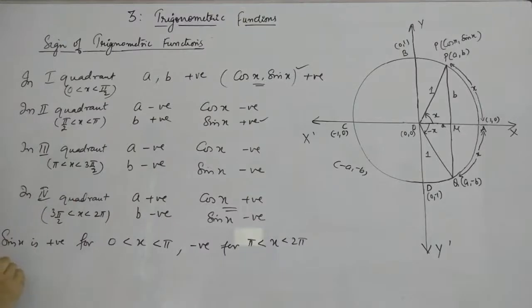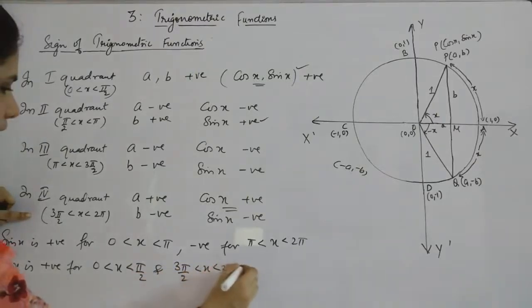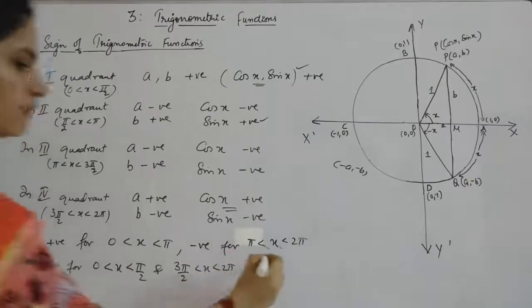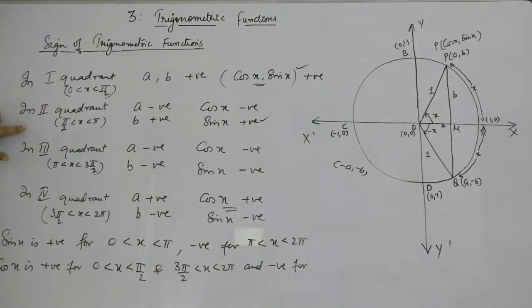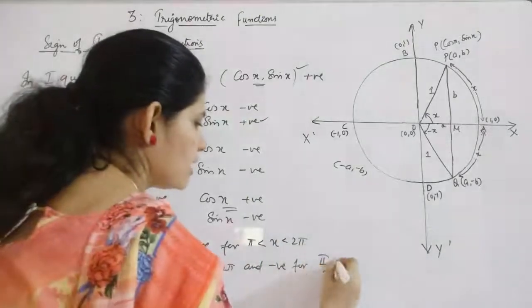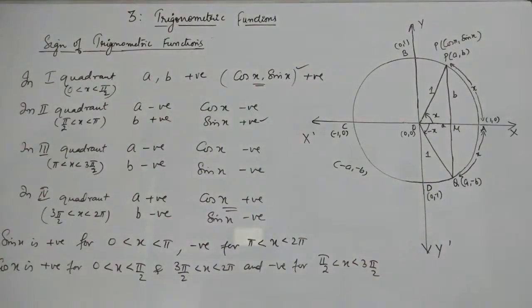So I can write cos x is positive for 0 less than x less than pi by 2, that is in the first quadrant, and 3 pi by 2 less than x less than 2 pi, and it is negative in between, that is your second and third quadrant. Cos is negative, so you can combine and write it as pi by 2 less than x less than 3 pi by 2. Okay, clear?